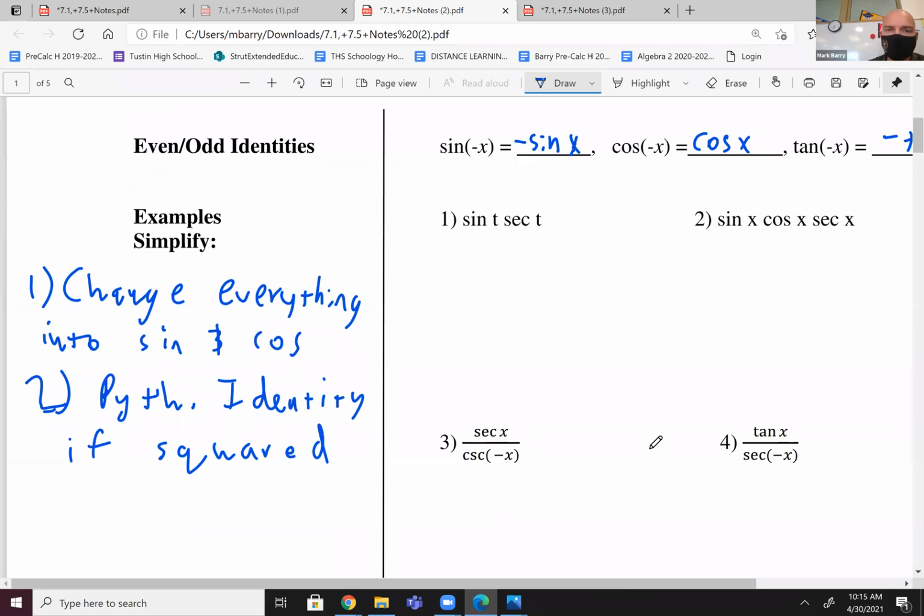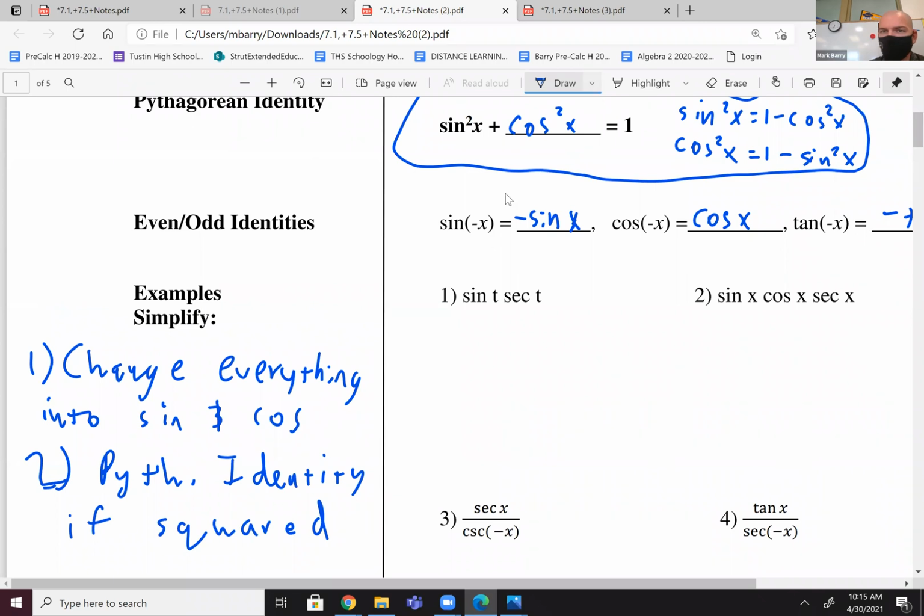In fact, we should probably write this up here because this is a common mistake. A modification that people make on the Pythagorean identity that's wrong is some people say that sine x plus cosine x equals 1, and that is not true. So cross off that equal sign. If they're not squared, it does not equal 1, okay? Sine x plus cosine x does not equal 1. Sine squared plus cosine squared equals 1. So we're going to use those Pythagorean identities if something is squared.